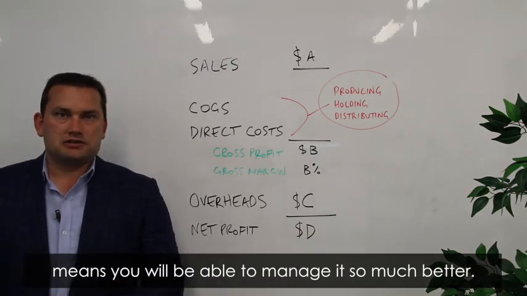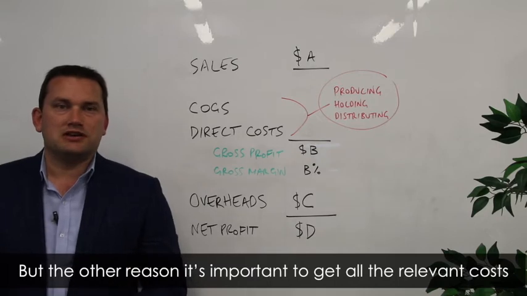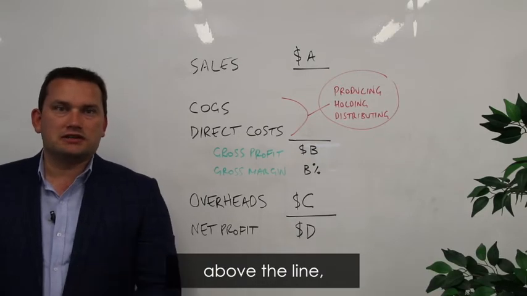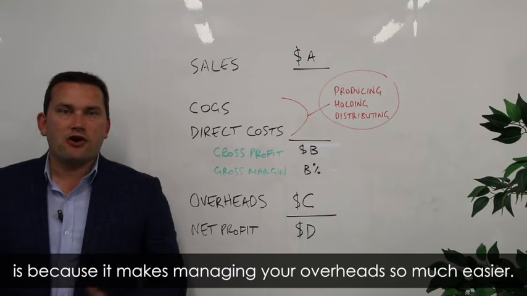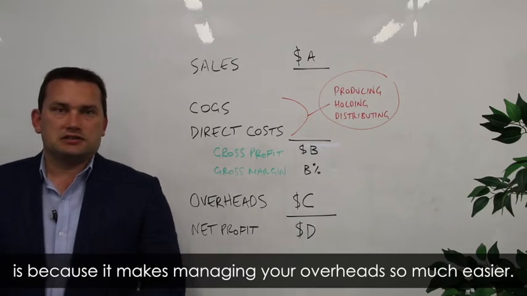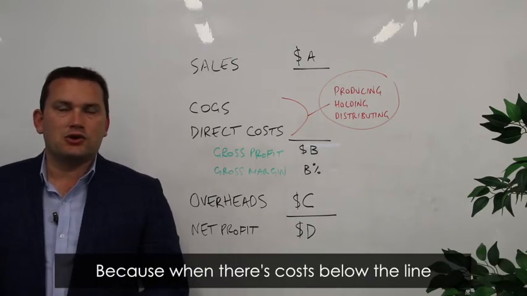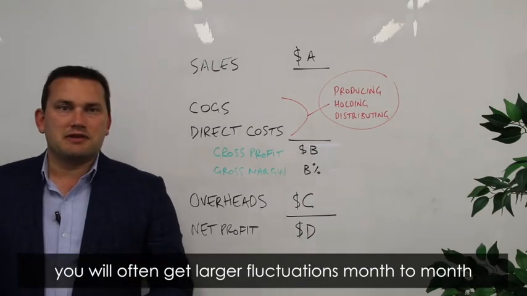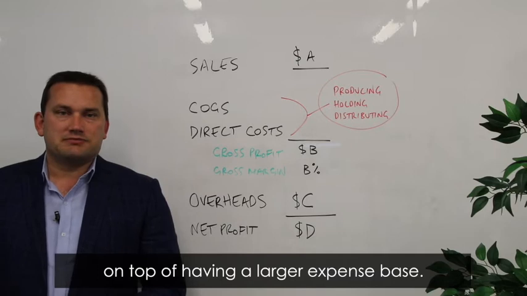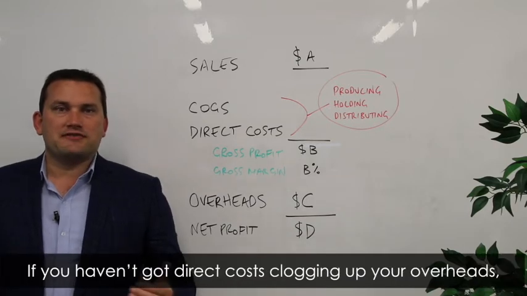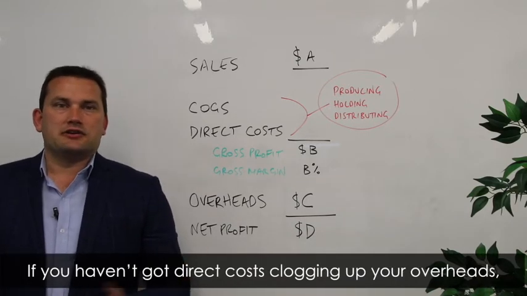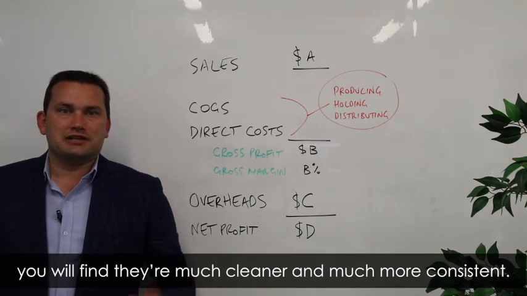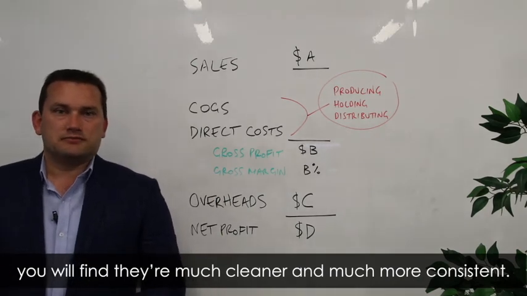But the other reason it's important to get all the relevant costs above the line is because it also makes managing your overheads so much easier. Because when there are costs below the line that should be above, you will often get larger fluctuations month to month on top of having a larger expense base. But if you haven't got direct costs clogging up your overheads, you'll find they're much cleaner and much more consistent.